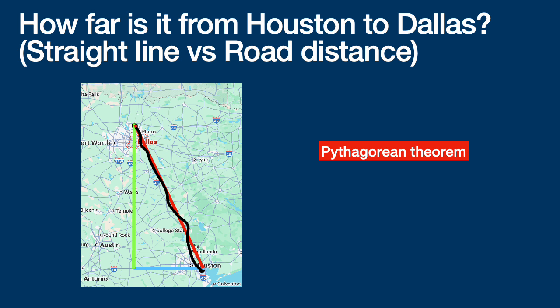But here's a problem, guys. The road isn't straight. When you actually drive, the road bends and curves, which makes the real distance longer. So we need a new tool that goes beyond straight line geometry. That's where calculus and the arc length formula come in.